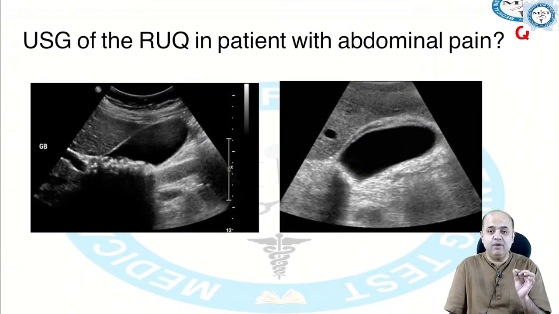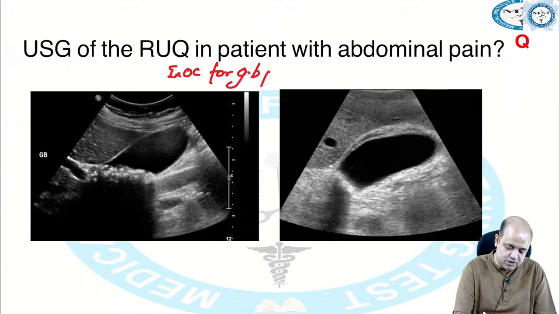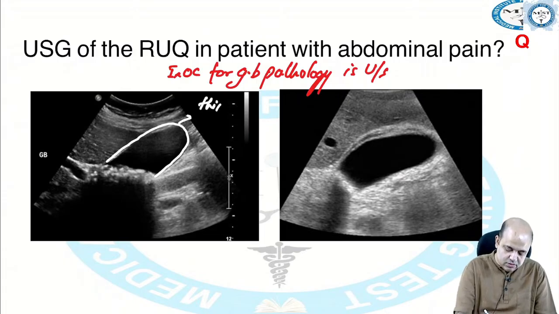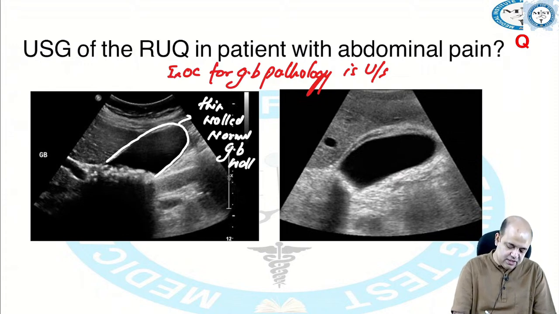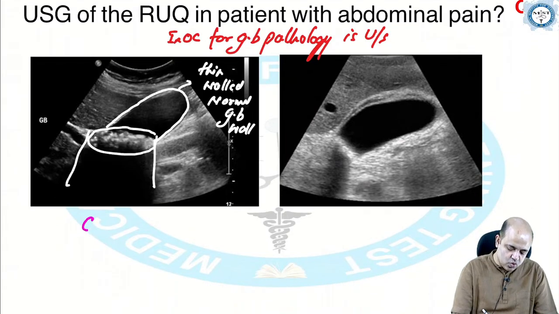Ultrasound of the right upper quadrant in a patient with abdominal pain. Investigation of choice for gallbladder pathology, GB pathology, is ultrasound. And what do we see? This is the thin-walled normal gallbladder wall, and this is the shadowing that we are seeing with the calculus. This is just the cholelithiasis.